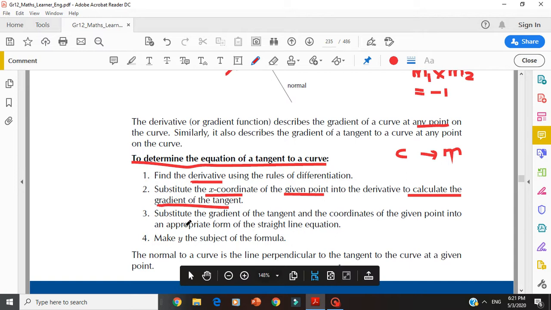The next step, in step 3, is to substitute the gradient of the tangent and the coordinates of the given point into an appropriate straight line equation. I'll show you how to do that in an example. And lastly, make y the subject of the formula from this straight line equation.